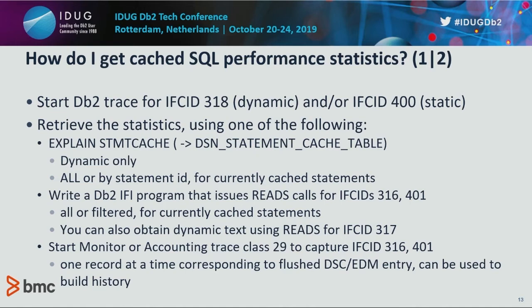And then, like I said, you could also write a program that does a READS to pull those numbers in the form of trace records. You would ask for IFCID 316 and 401 in that case. And similar to the explain, you could do some filtering in your program to get just a subset, or you can get everything that you're authorized for. And then, like I mentioned, IFCID 317 is what you can ask for through the READS to get your dynamic text for your statements.